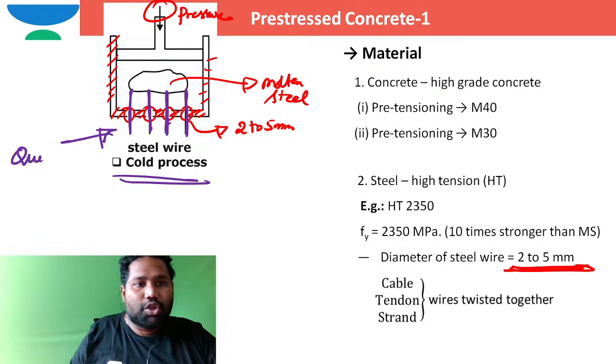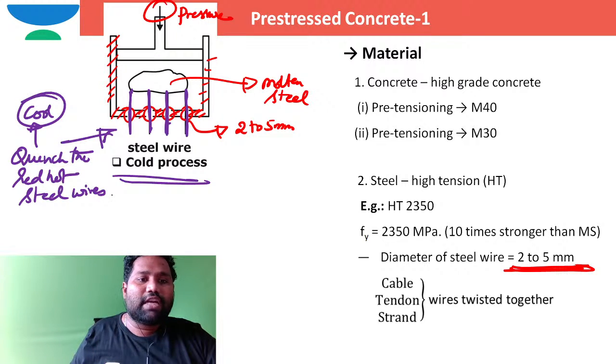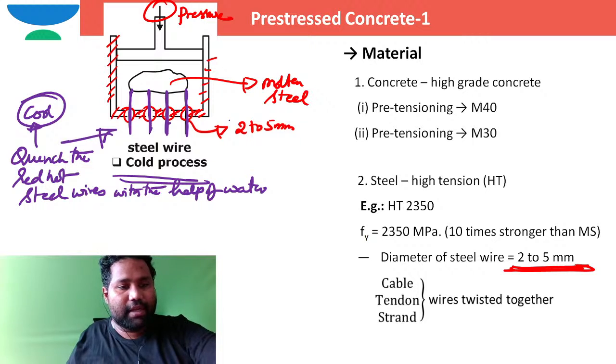So quench the red hot steel wires. Quench means cool in your layman language. Cool the red hot steel wires with the help of water. In such a case, you are able to get these 2 to 5 millimeter diameter wires.